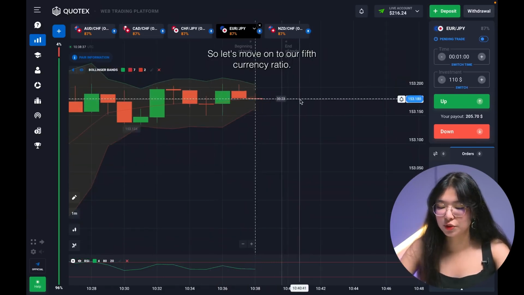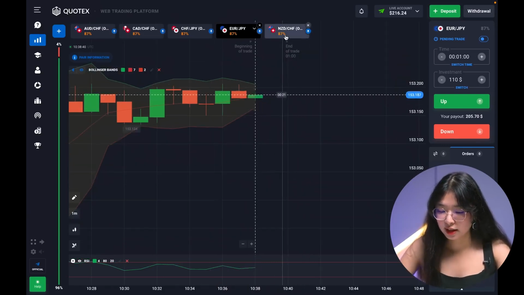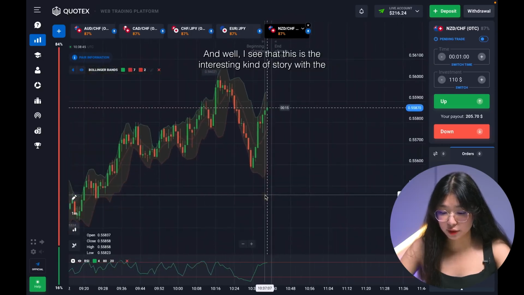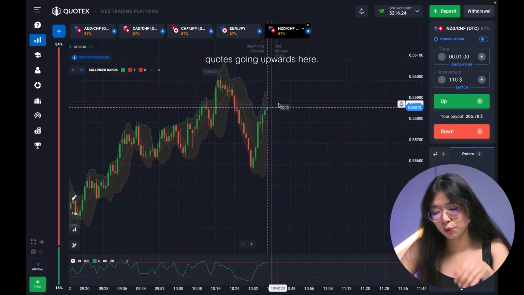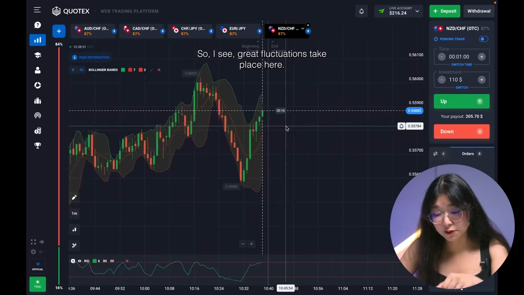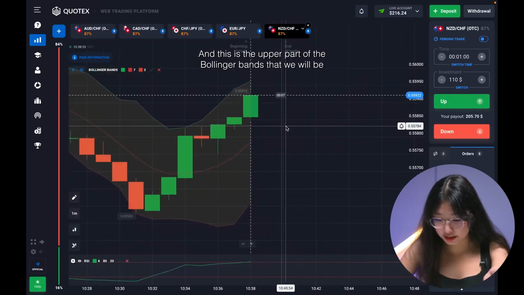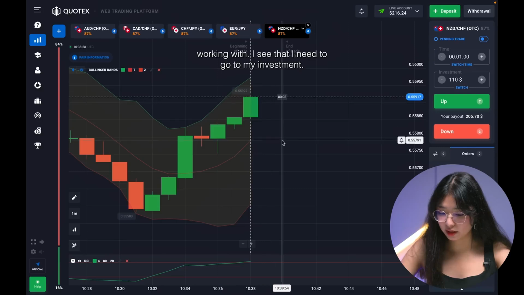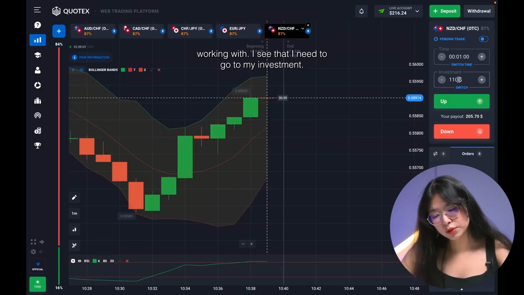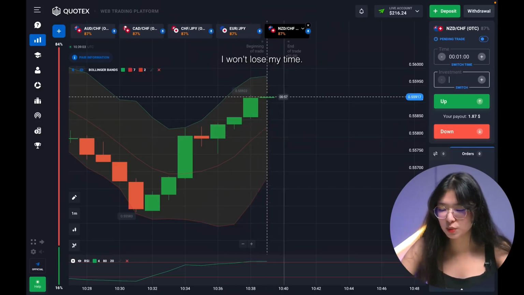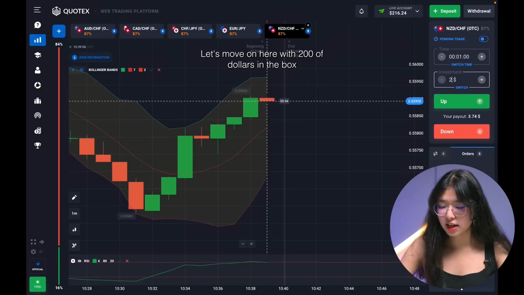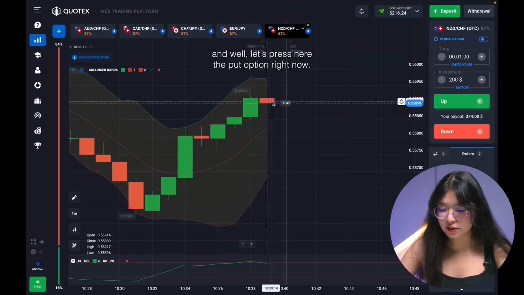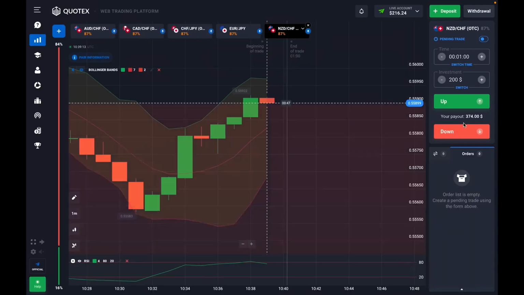So let's move on to our fifth currency pair. And I see that this is an interesting kind of story with the quotes going upwards here, and I see great fluctuations take place here. And this is the upper part of the Bollinger Bands that we'll be working with. And I see that I need to go to my investment. I won't lose my time. Let's move on here with $200 in my investment box. And let's press the put option right now.